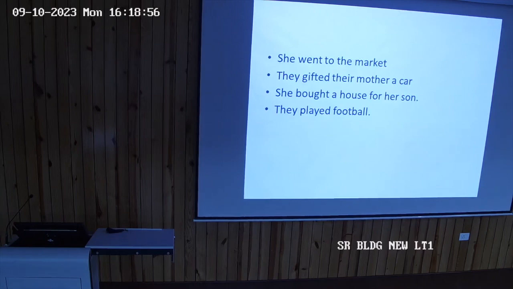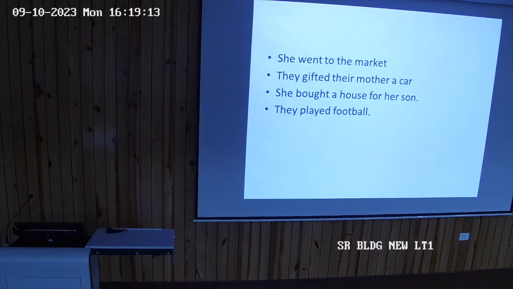Let's see the second sentence. They gifted their mother a car. Now what is the verb here? Gifted. We have two objects. One is mother and second is car. Now what has been gifted? Mother can't be gifted to anyone. Obviously, car is being gifted.